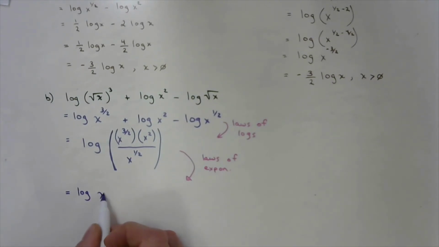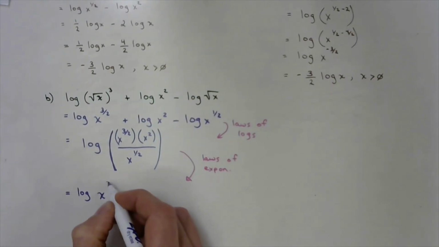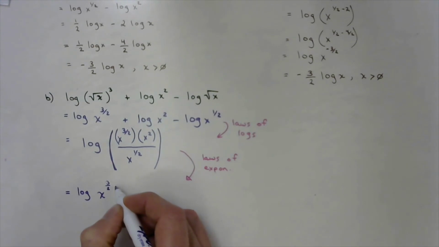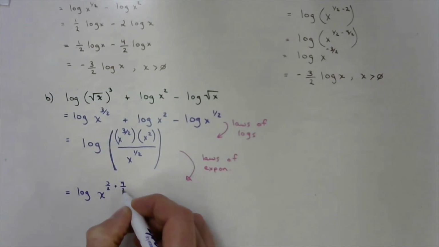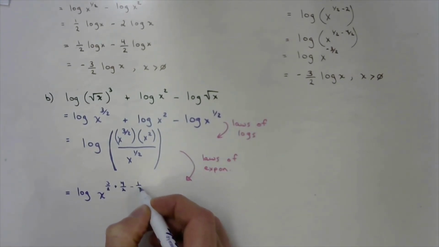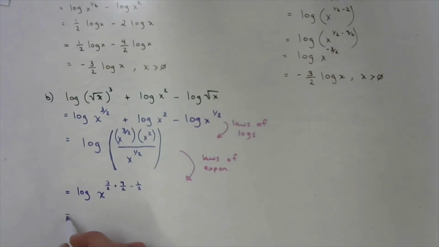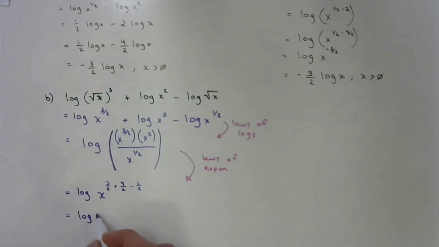We've got the log of x to the power of 3 over 2 plus 4 over 2 minus 1 over 2. That is 3/2 plus 4/2, that's 7/2, minus 1/2 gives us 6/2, which gives us 3. So we're looking at the log of x cubed.